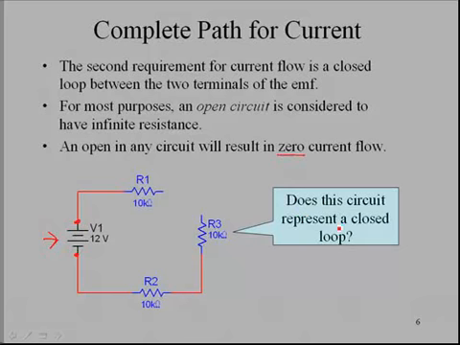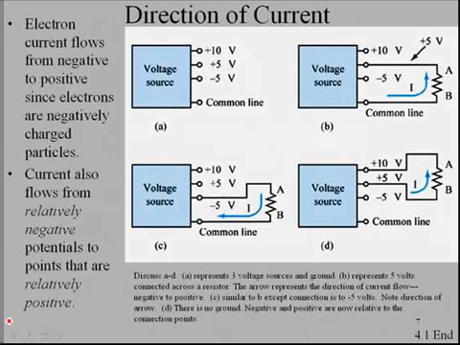I have a question here: does this circuit represent a closed loop? Quite obviously it does not. In this particular situation, there will be no current flow. This is like the hydraulic system where the pipes are cut. We could make this a complete circuit quite easily. We could go in here and draw a connection, and now we can have electron flow through this circuit, and we can have a complete path, and we can do work.